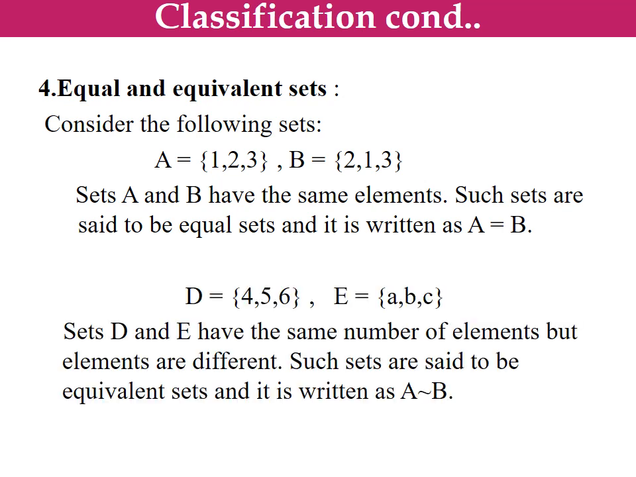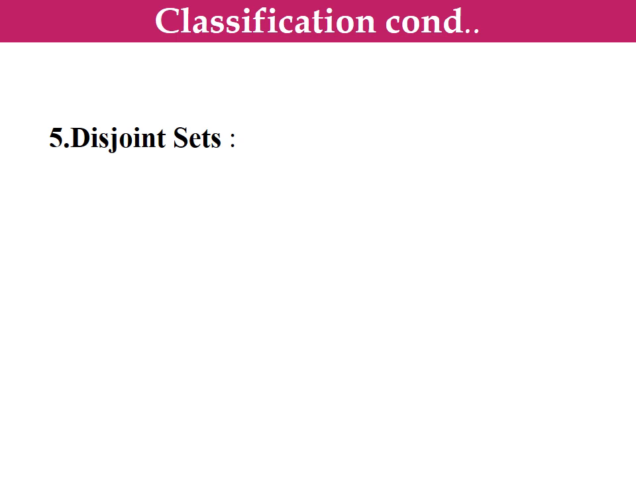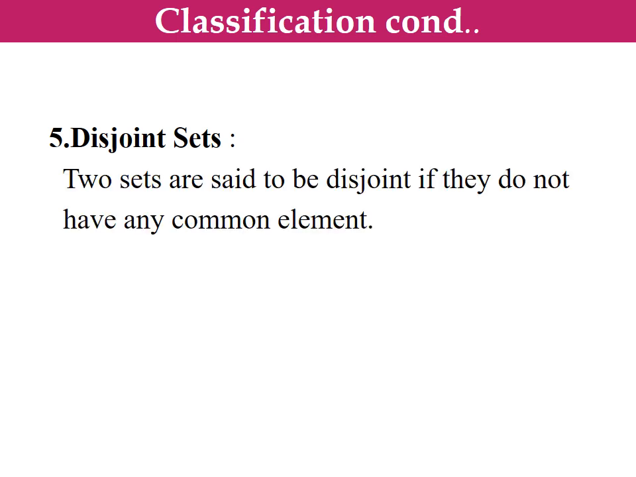Look at another two sets. D is 4, 5, 6. E is equal to A, B, C. So equivalent sets means the same number of elements. D and E have the same number of elements, but the elements are different. If elements are different but the number is the same, that is called equivalent sets. Clear? A tilde B.